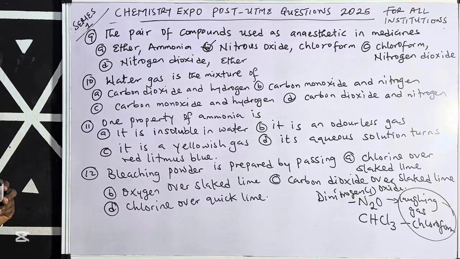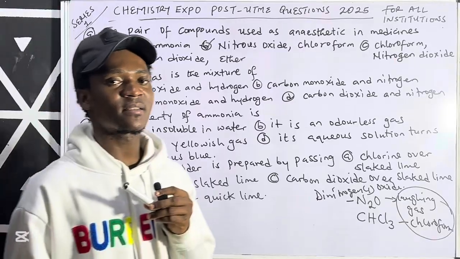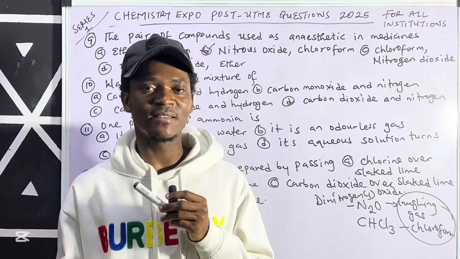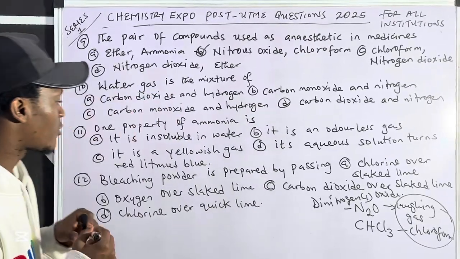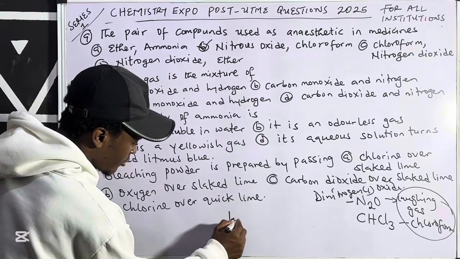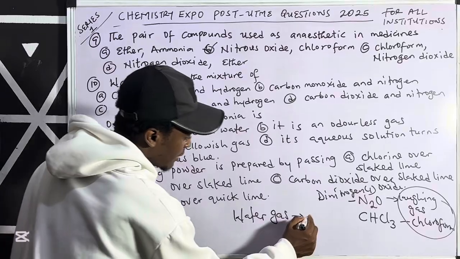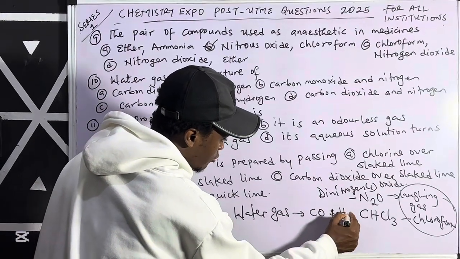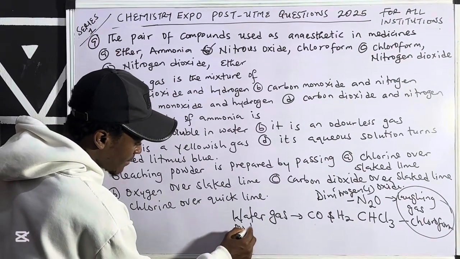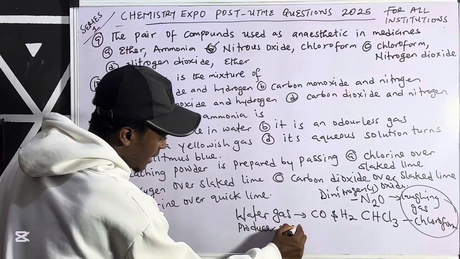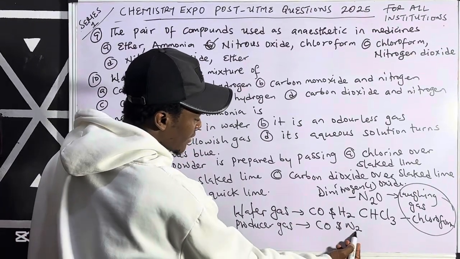Then let's see question 10. Question 10. Water gas is a mixture of, now when talking about water gas, we have diverse industrial gases. We have water gas, we have producer gas and we have synthesis gas. Now what are the constituents of these gases I made mention of? Starting with water gas. Now water gas is chiefly made up of CO and H2, meaning carbon two oxide and hydrogen gas. Then for producer gas, take note of all this please. Producer gas is made up of CO and N2, which is carbon two oxide and nitrogen gas.